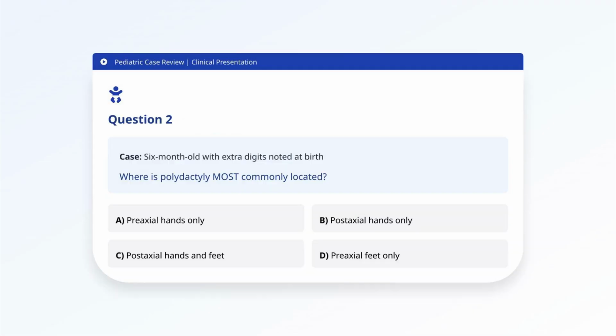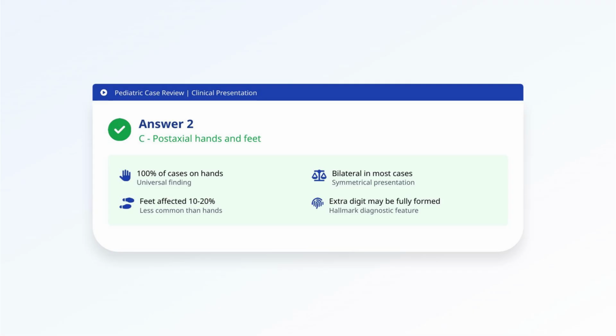A 6-month-old infant had extra digits noted at birth. Where is polydactyly most commonly located in Ellis Van Creveld Syndrome? Option A, preaxial hands only. Option B, postaxial hands only. Option C, postaxial hands and feet. Or Option D, preaxial feet only. The correct answer is C, postaxial hands and feet.